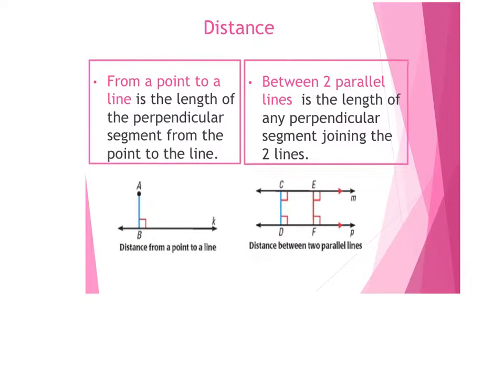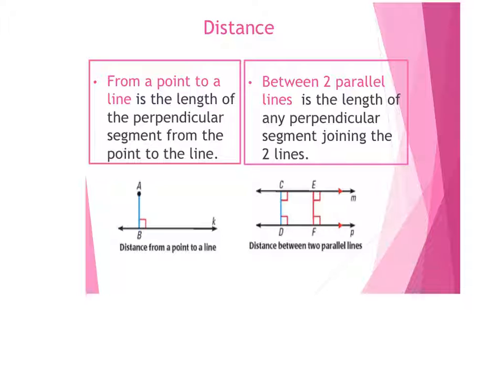Here we go with the distance formula. So the distance from a point to a line is the length of the perpendicular segment from the point to the line. So this is going to be the shortest distance. So when you're given a line and a point, the shortest distance is going to be the perpendicular segment. And then the other one is the distance between two parallel lines, which is the length of any perpendicular segment joining the two lines.